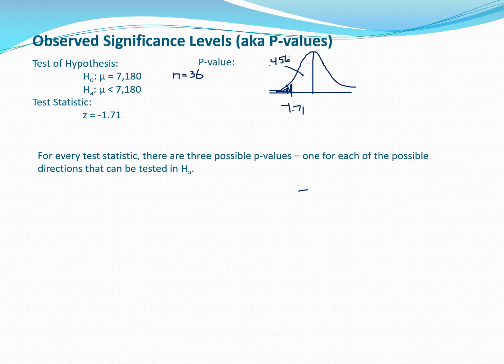0.4564. That's what the table tells me. So what do I have here? For every test statistic, there are 3 possible p-values.